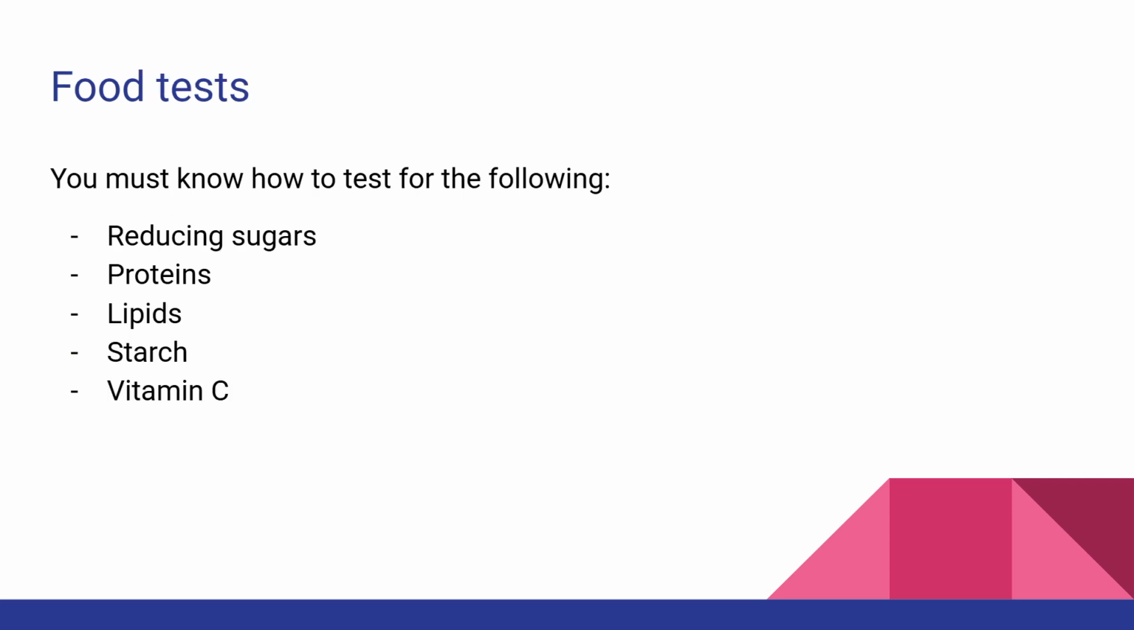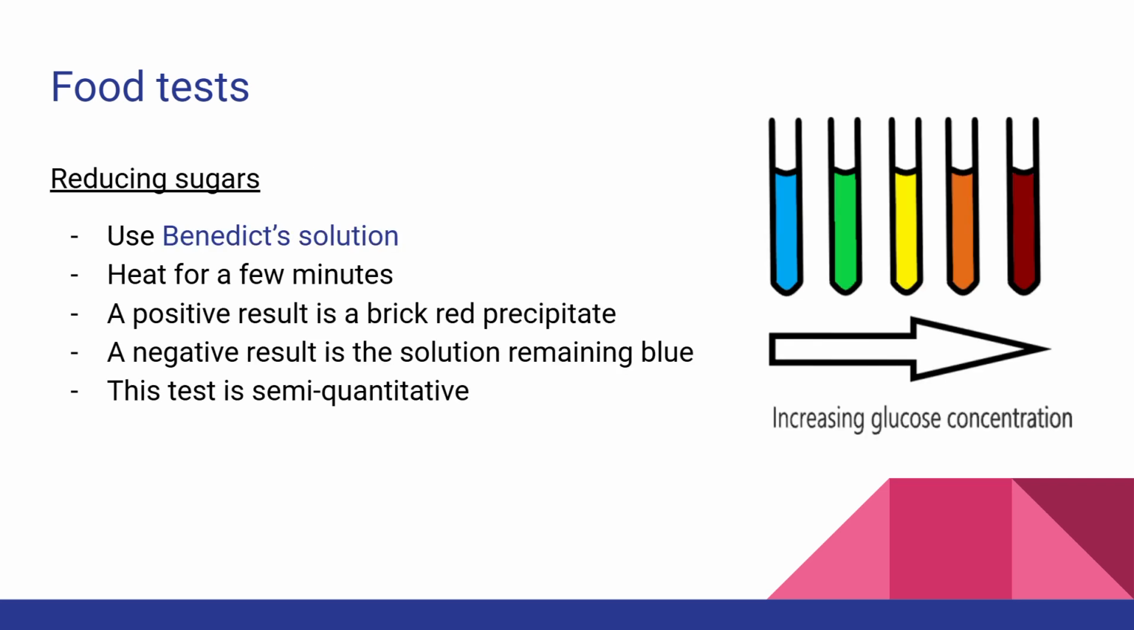You must know how to test for the 5 following substances: reducing sugars, proteins, lipids, starch, and vitamin C. Now, for reducing sugars, use Benedict's solution. Heat for a few minutes, and the positive result is a brick red precipitate, and the negative result is the solution remaining blue. This is a semi-quantitative test, which means that the color depends on the concentration.